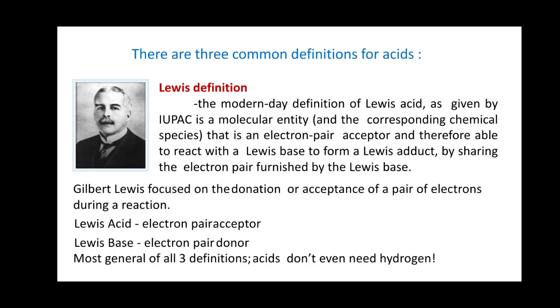Lewis definition: the modern day definition of a Lewis acid as given by the IUPAC is a molecular entity, and the corresponding chemical species, that is an electron pair acceptor and therefore able to react with the Lewis base to form a Lewis adduct by sharing the electron pair furnished by the Lewis base. So Gilbert Lewis focused on the donation or acceptance of a pair of electrons during the reaction. So Lewis acid is an electron pair acceptor and the base will be the donor. Most general of all three definitions, acids don't even need a hydrogen.